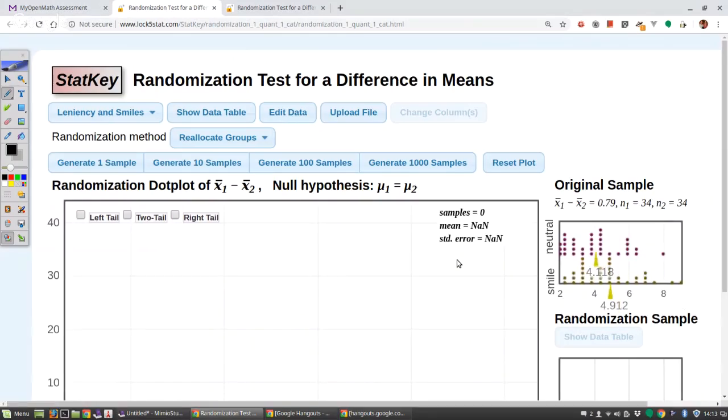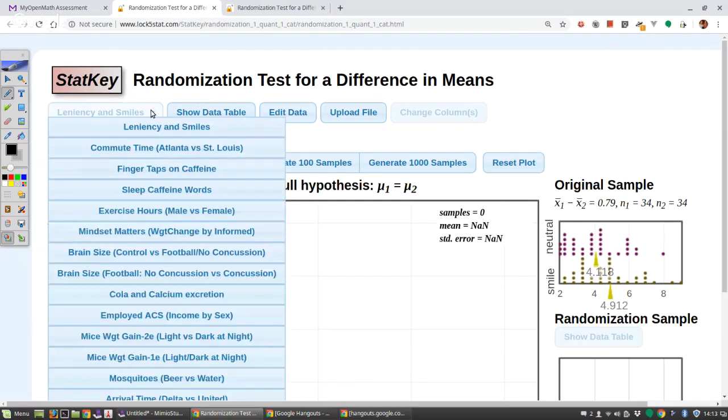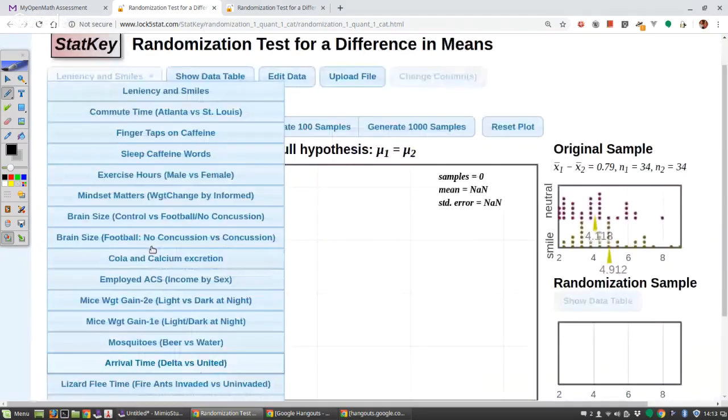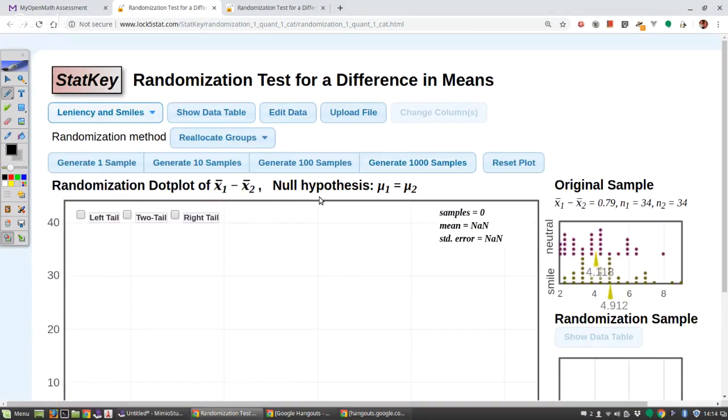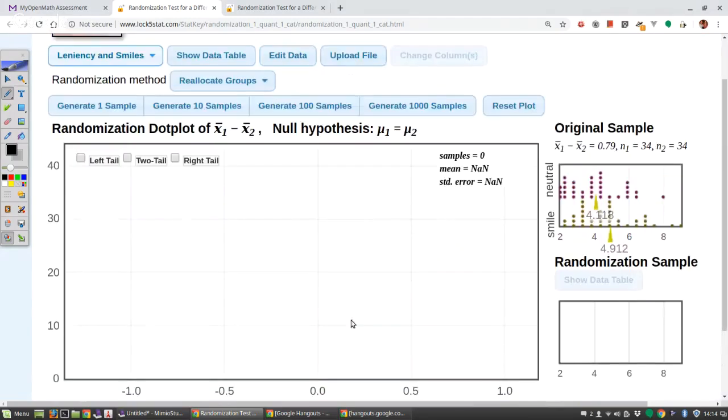And StatKey has a lot of data. Here's smiles versus leniency. Notice I'm at the randomization test for difference in mean. I need to be on the right page. And in this case, I have a lot of data to choose from, or I could edit and plug in my own data. That's another example. So StatKey automatically says your null hypothesis has to be that there's no difference. And notice that that puts a 0 difference in the bottom here for the scale.